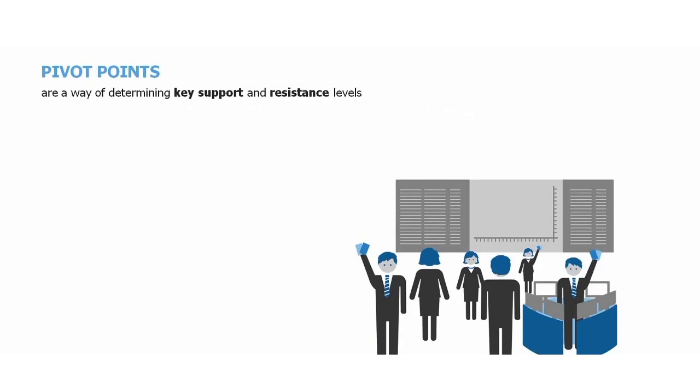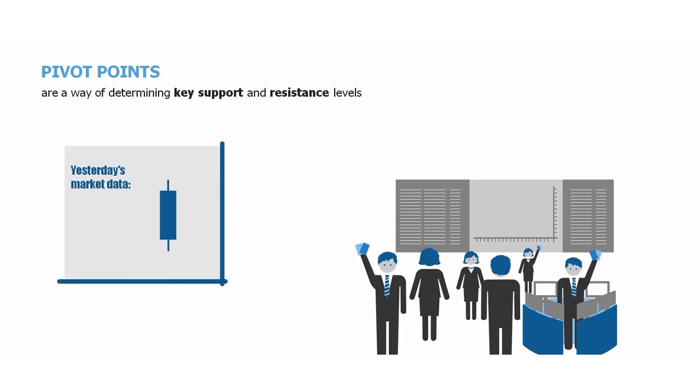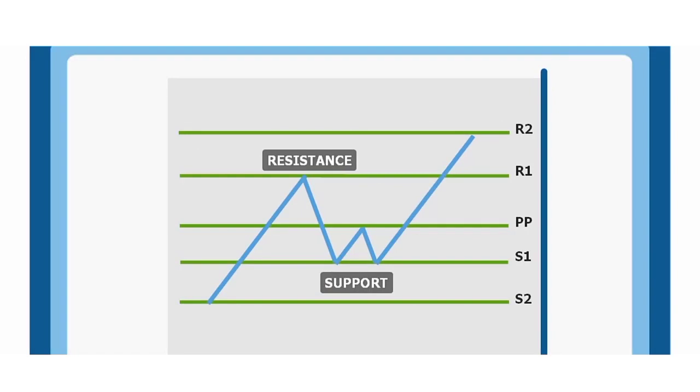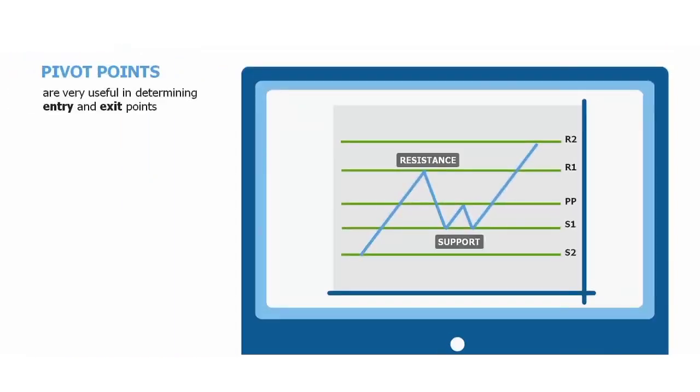Before computers and charts became a key tool that traders use so effectively, floor traders use calculations based on the data from the previous trading day to determine key buying and selling levels for the current day. They are still extensively used today, as they can act as support and resistance levels, which are very useful in determining entry and exit points.